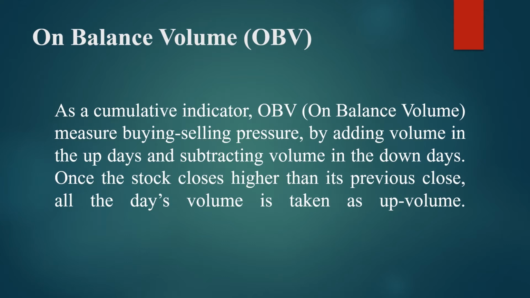Next, we are discussing how to read on balance volume. As a cumulative indicator, on balance volume measures the buying or selling pressure by adding volume on the up days and subtracting volume on the down days. Once the stock closes higher than its previous close, all the day's volume is taken as up volume.